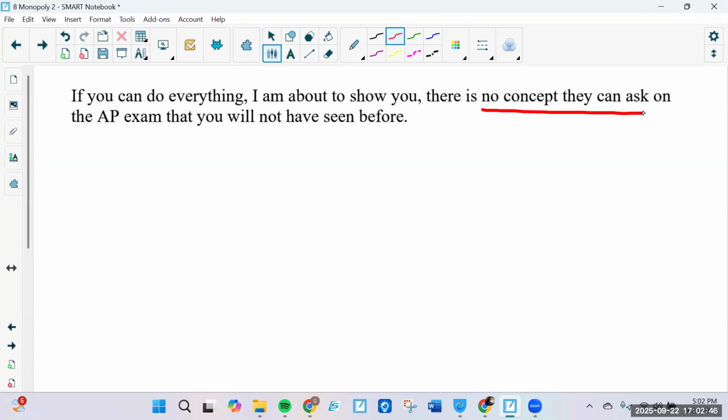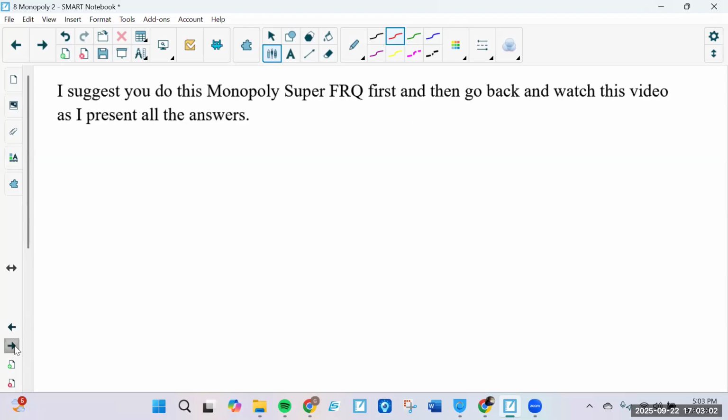But I'm telling you that if you can do everything here, draw monopoly, and then do everything you can do here, you've got monopoly whipped. There's nothing that Georgia Virtual can ask, there's nothing that the College Board can ask, that you will not understand. So make sure you can do this. This is what I call my super FRQ. I put this together, and like I say, it covers every possible thing they could ever ask.